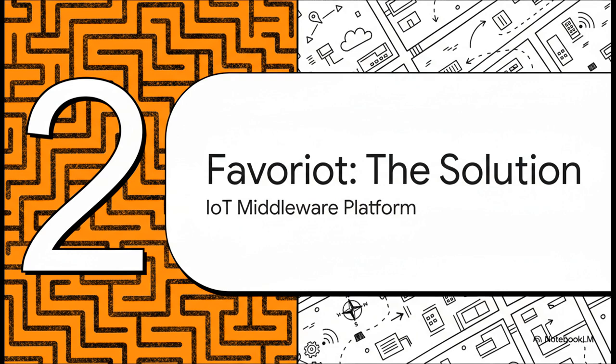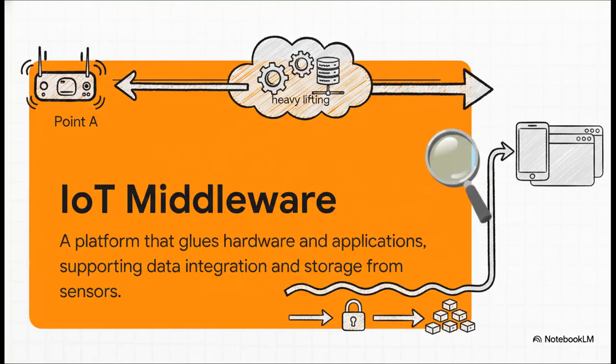Which brings us to our next section. If building the backend is the maze, then a dedicated middleware platform is basically your map. So let's take a look at what this map is actually made of. At its heart, this is what IoT middleware is all about. It's a specialized platform that does all the heavy lifting of getting data from point A, your sensors, to point B, your application, and making sure it's stored safely along the way.